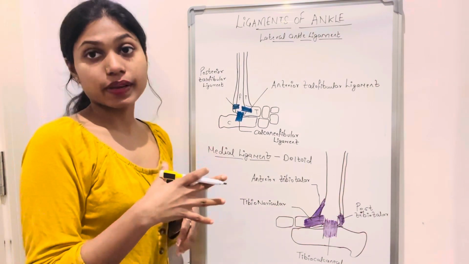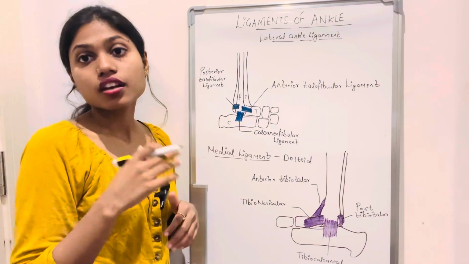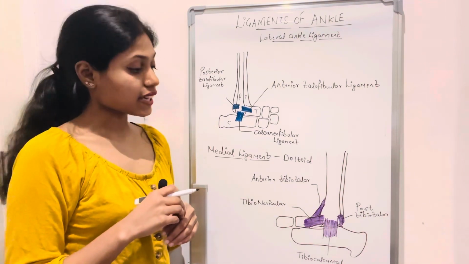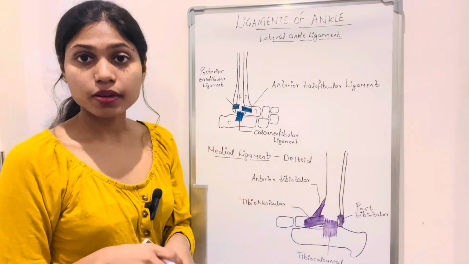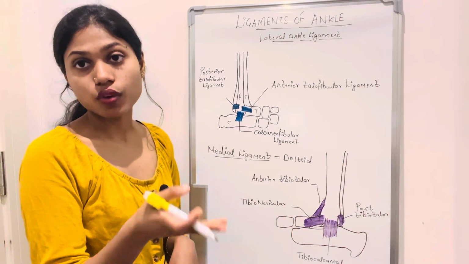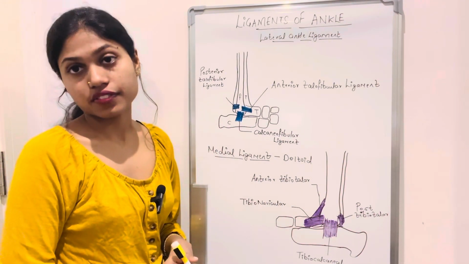So the names of the ligaments: first one is your anterior tibio-talar ligament. Its function is to prevent excessive plantar flexion and eversion. Secondly, your posterior tibio-talar ligament, which is present posteriorly. The connection is between the tibia and the talus, obviously posteriorly, and its function is to prevent excessive dorsiflexion.